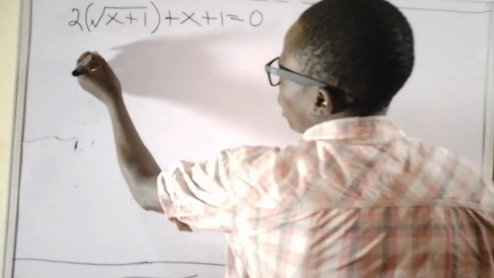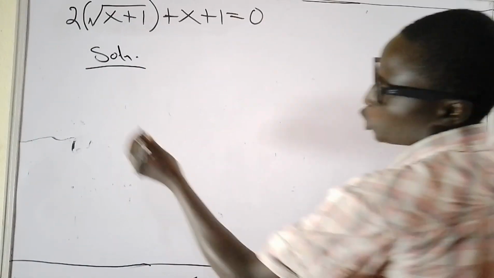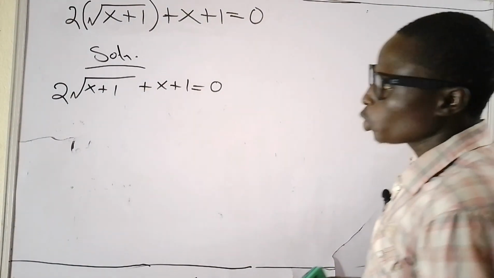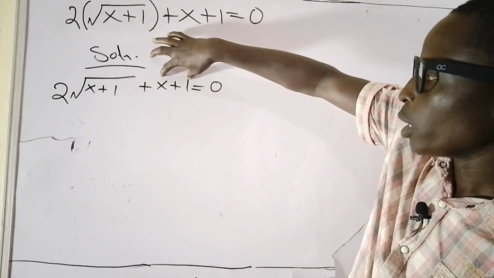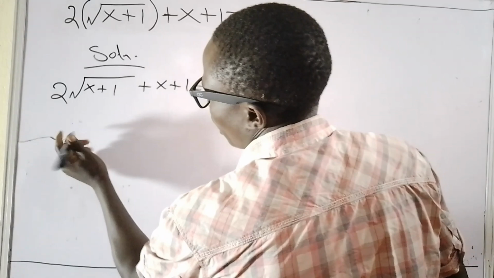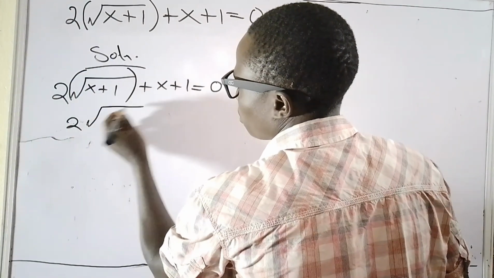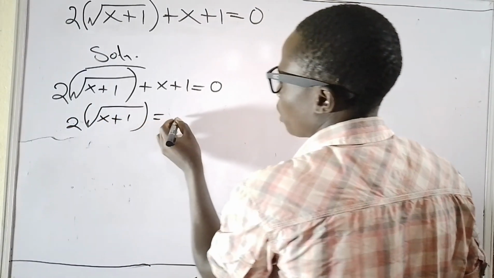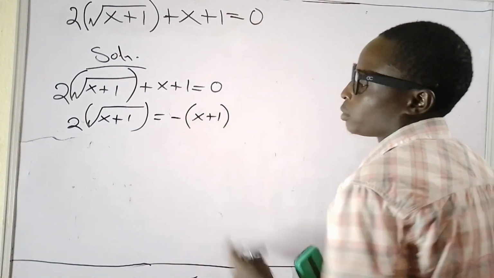So the second approach solution. So let's go for the second approach. We have x. So I want to take this x plus 1 across this equality sign. So I have 2, or if you like, put this in bracket, multiplying root x plus 1 will now be everything minus open bracket x plus 1.